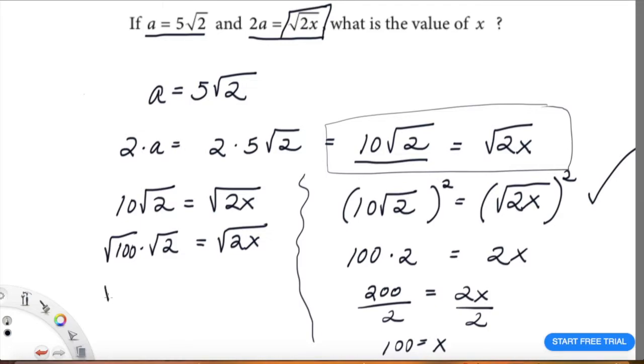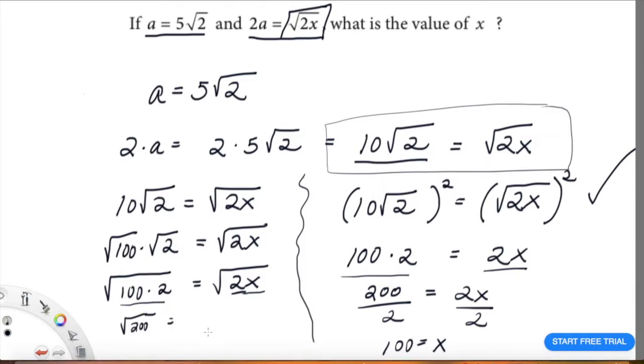Then combine these, and this is the important thing you've got to be able to do for this test. This is the same thing as the square root of 100 times 2 equals the square root of 2x. And by the same token, if the square root of 100 times 2 is the same thing as the square root of 2 times x, once again, x must be 100. If that wasn't perfectly clear, you could do a little more work. The square root of 200 is equal to the square root of 2x.